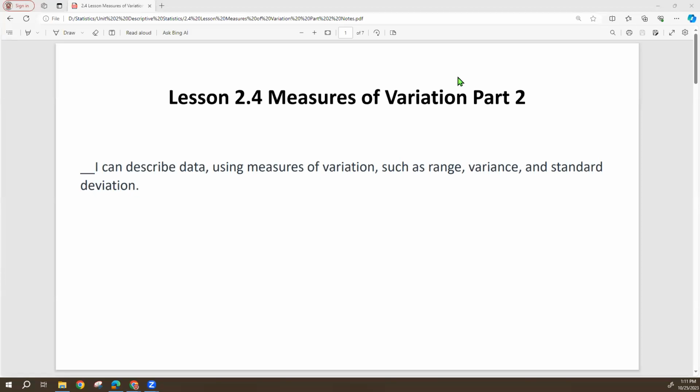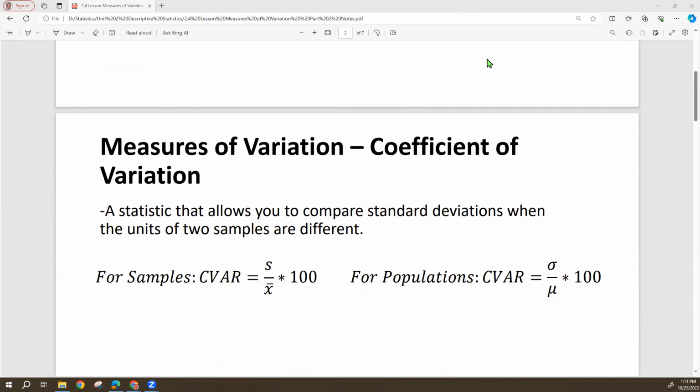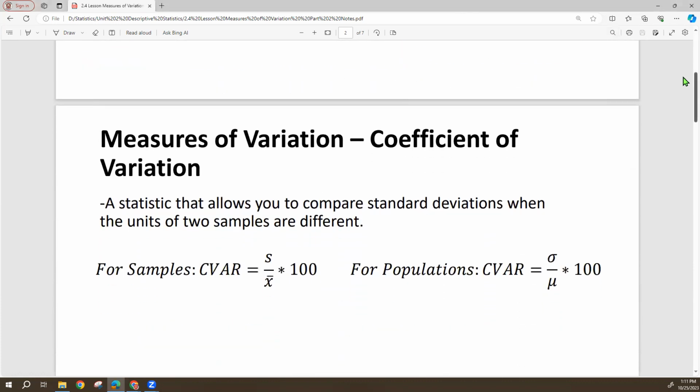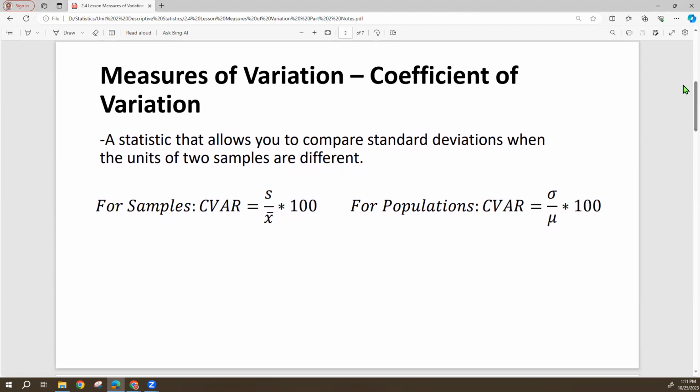Hey, all. Today we're going to continue talking about measures of variation and how spread out our data sets are. And we're going to add on to the measures that we've talked about of range and variance and standard deviation. So the first one we will talk about is the coefficient of variation.